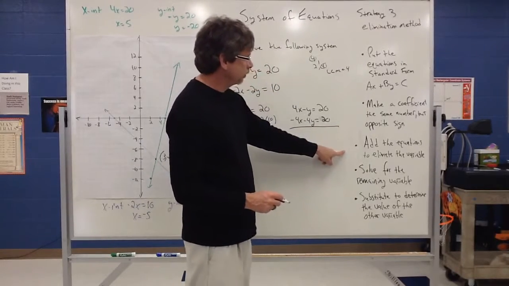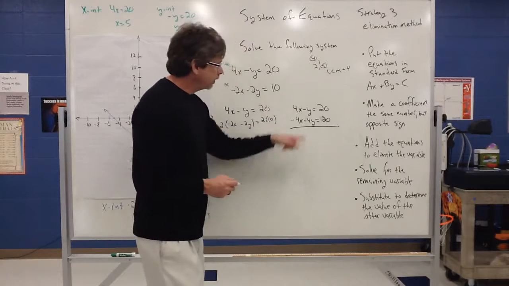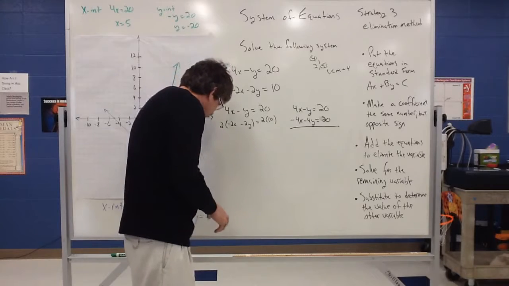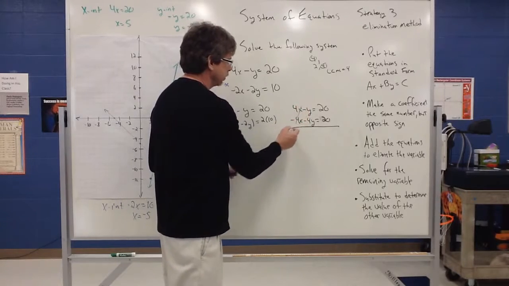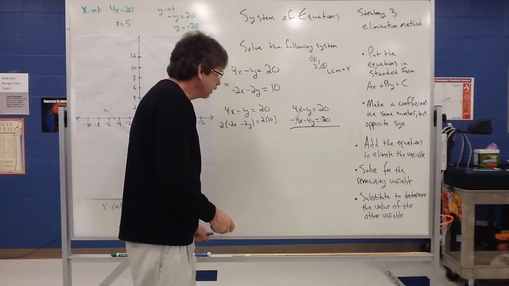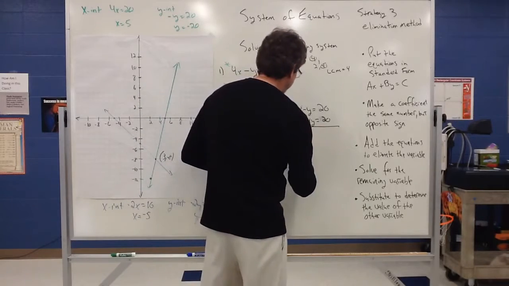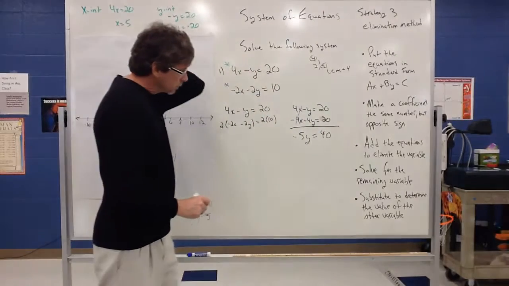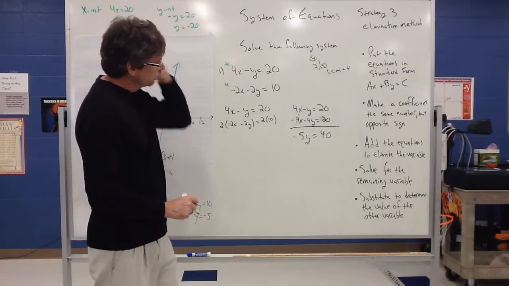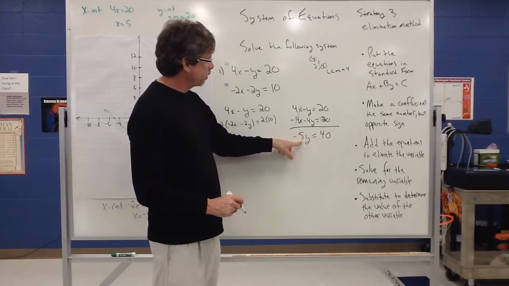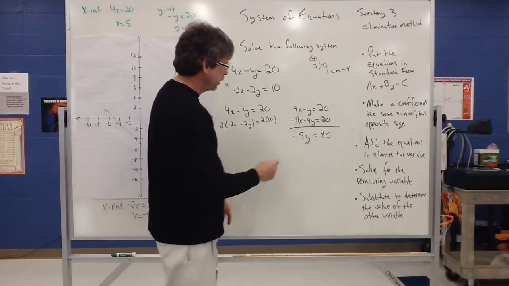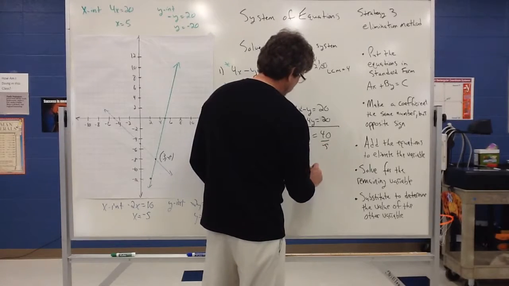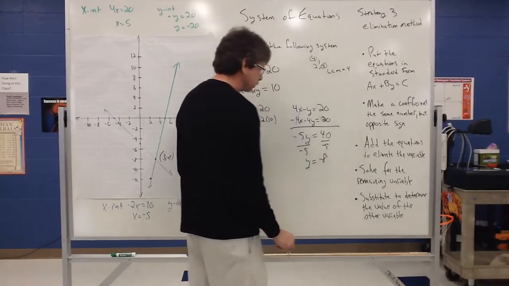Add the equations together to eliminate a variable. So we're going to add these two equations together, and we're going to see that this 4x and this negative 4x are going to zero out. So what we have then is a negative 5y is equal to 40. So negative y and negative 4y will give me a negative 5y, and 20 and 20 will give me 40. And then I can get y by itself by dividing each side by a negative 5. And so y will equal a negative 8.